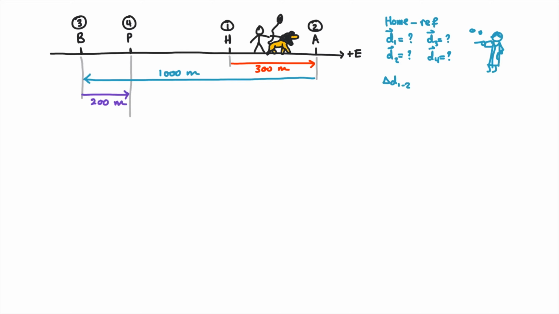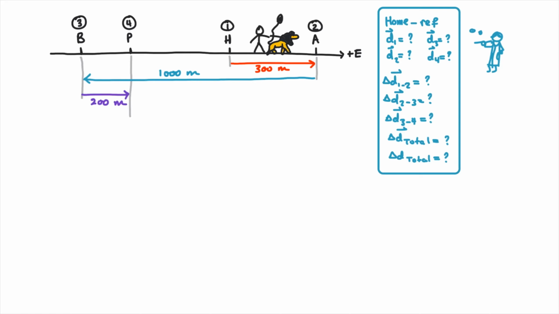Then determine the change in position from home to Park A, Park A to Park B, and Park B to the pet store. Finally, determine the total displacement and distance. Graham started the problem for the group.